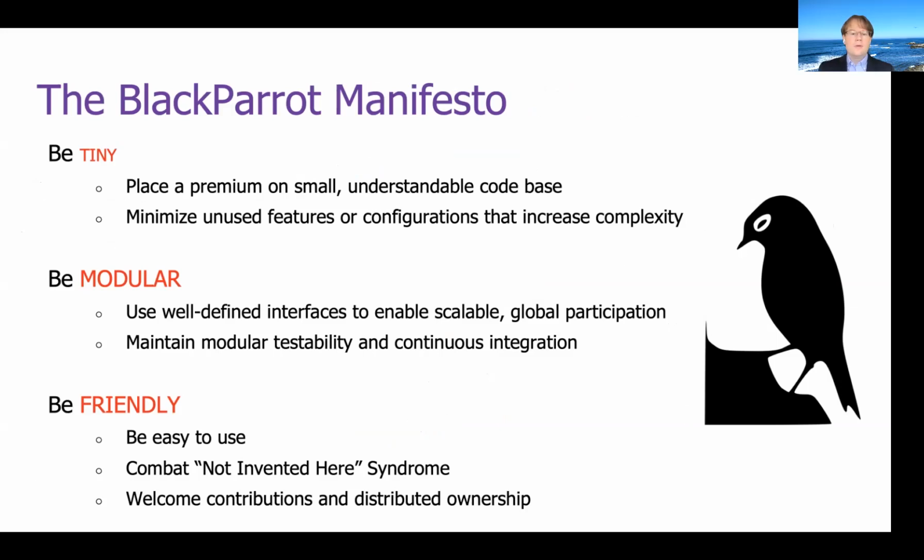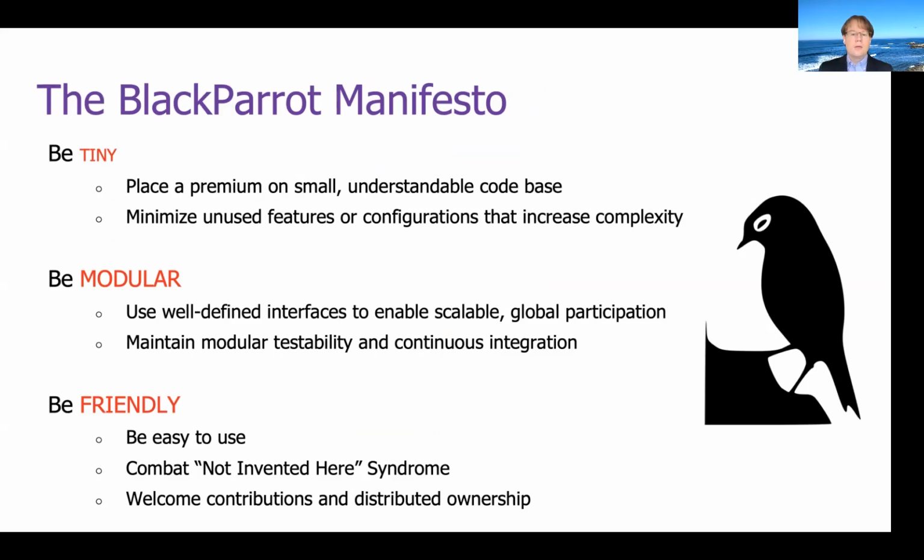So then, as we develop the code, we have three rules of thumb that we use to guide decisions where there's a tie break involved. One is be tiny. If you're choosing between two alternatives, pick the one that's smaller in terms of the amount of code and maybe the area.